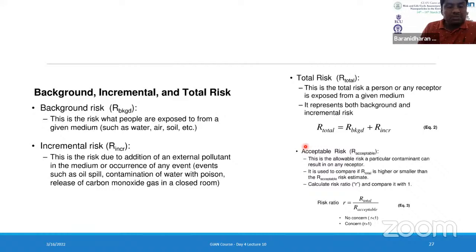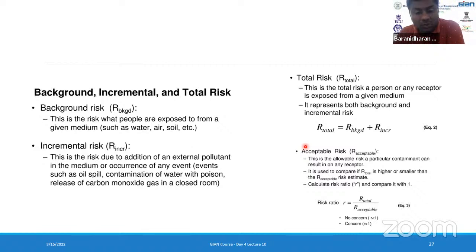So there are several terminologies. I think this has also been touched upon by Professor Dubey, but still I will just have a quick overview of this. Background, incremental and total risk. Background risk is nothing but the risk people are exposed to from a given medium, be it the water, soil or air. Incremental risk is nothing but the risk due to the addition of an external pollutant. So assume that this nanoparticle is an external pollutant. What is the risk because of this nanoparticle? Total risk is nothing but the background as well as the incremental risk, and acceptable risk is nothing but the allowable risk for a particular contaminant that can result on a receptor.